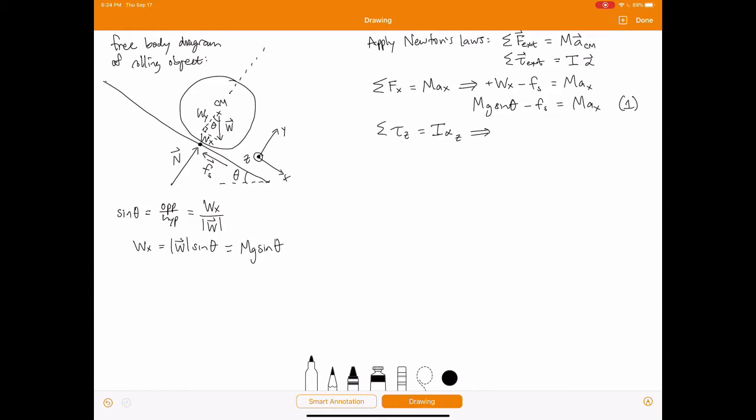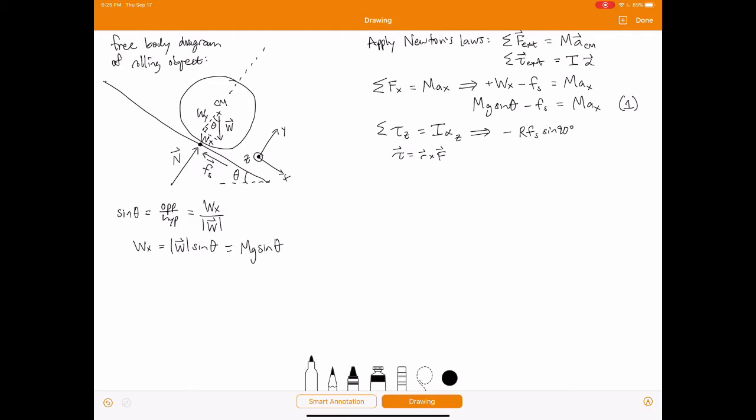So remember, torque is given by R cross F. So the magnitude would be the magnitude of R, which should just be the radius of the wheel. So I'll use a capital R for the radius of the object. The force would be the static friction force. Remember, that's what's causing the torque here. And then the angle between those two is 90 degrees. So this force acts at a 90-degree angle. If we think about the sign, it's going to be negative according to the right-hand rule.